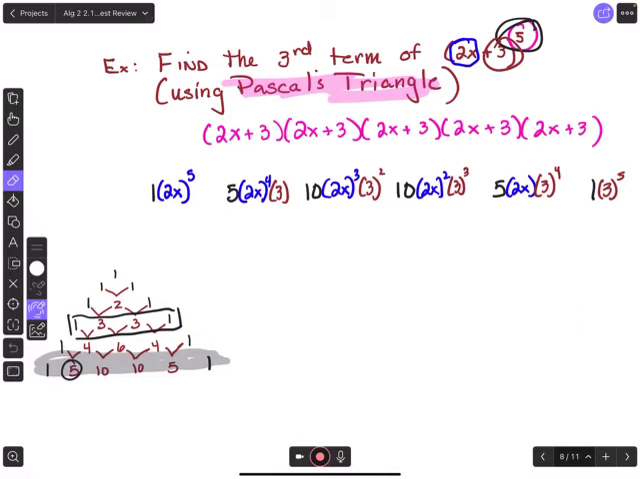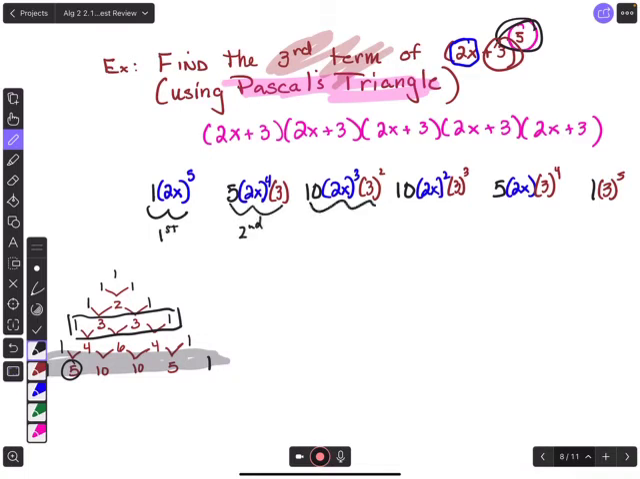But we're going to make sure we just answer the question. We just want to know what the third term is. Okay, well, this is the first term, this is the second term, and this would be the third term. We just got to simplify that expression. It's 10 times 2x cubed times 3 squared.